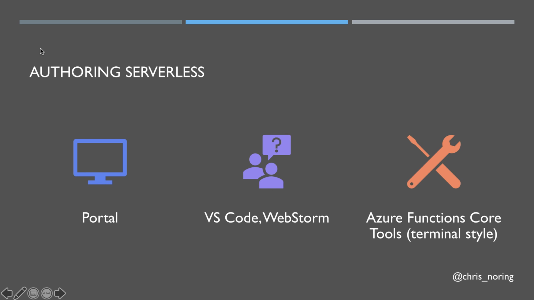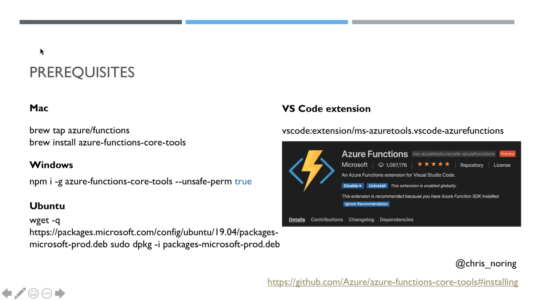Before we do as much, let's have a quick look at how we can install what we need. Depending on what OS we are currently on, there are different instructions for how to install the core libraries needed for Azure Functions. On the Mac, we use Brew. On Windows, it's a simple one-liner to npm install. On Ubuntu, we need to add a reference to our package feed.